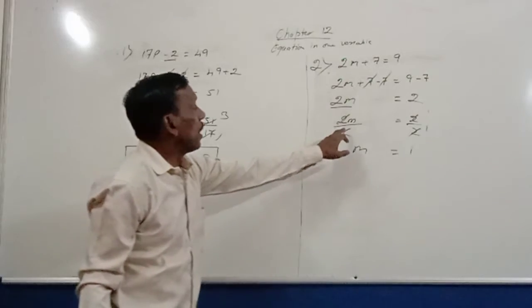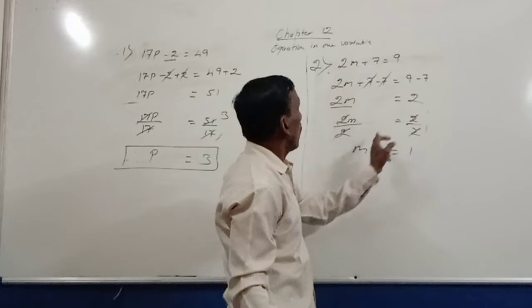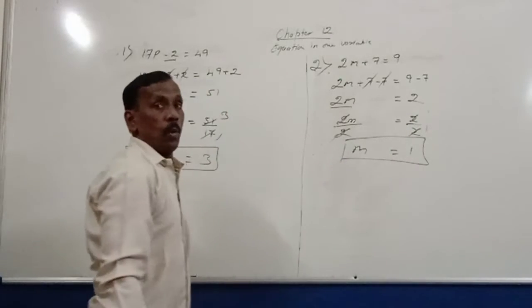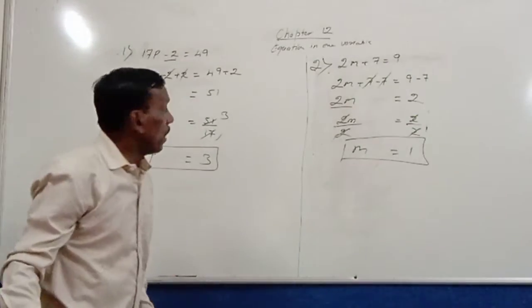Okay. Now here it becomes 2 and 2, and 2 is cut here. Same like this, we divided here, and the two 1s are cut. So what is the answer here? m is equal to 1. Okay, understood here? Now we will go to one more sum.